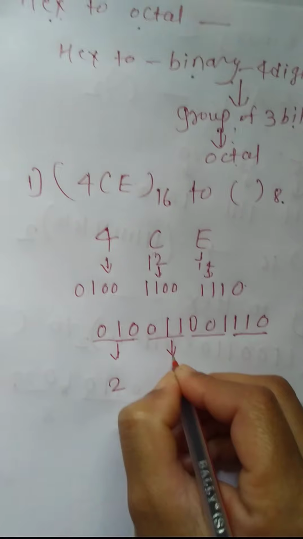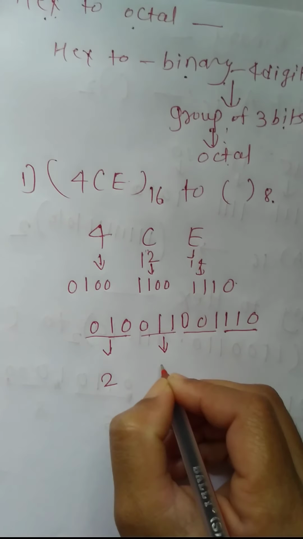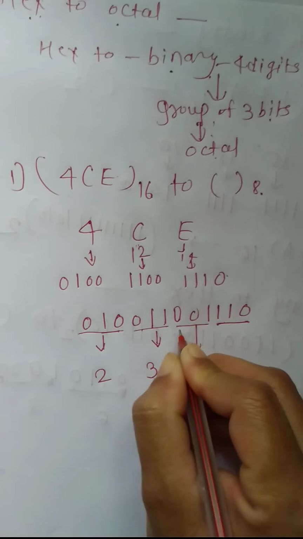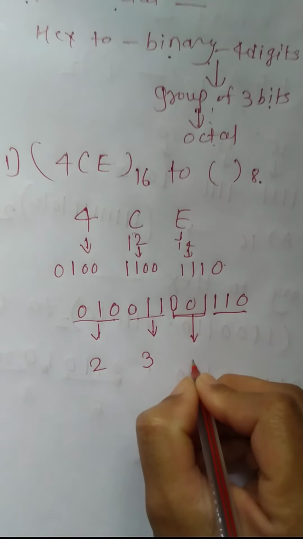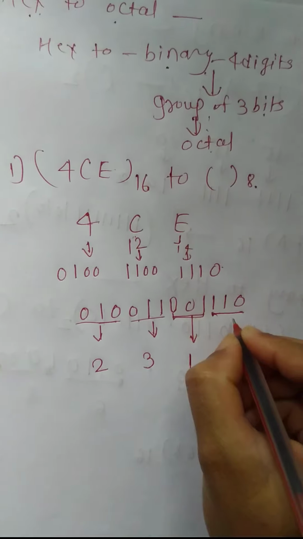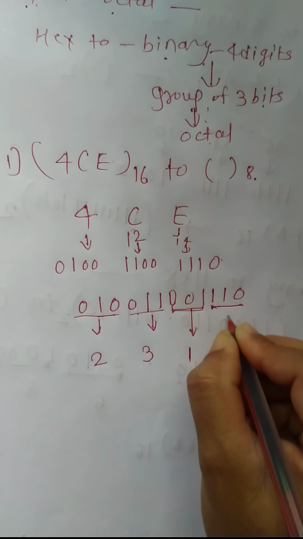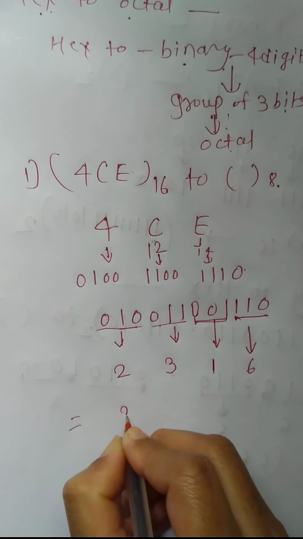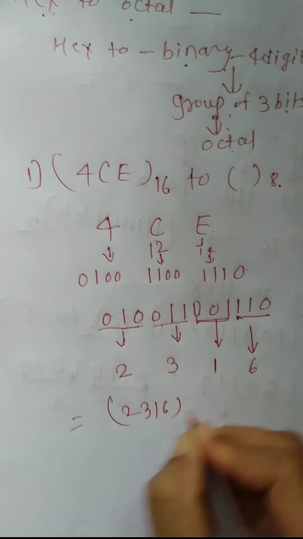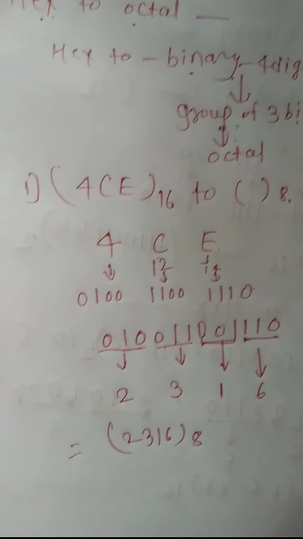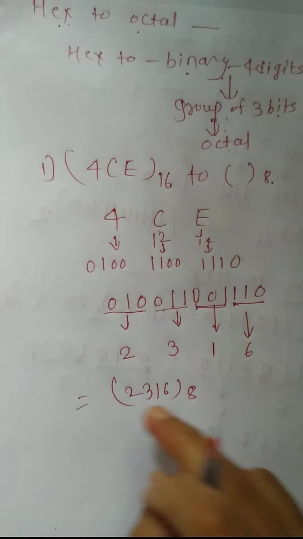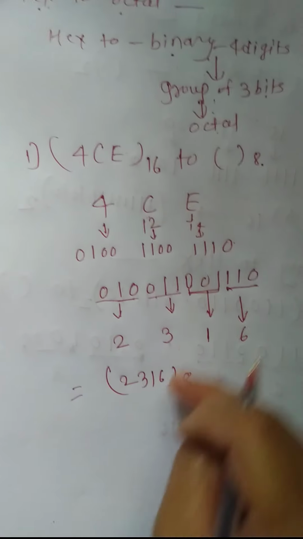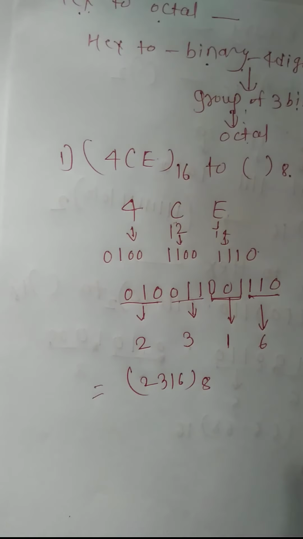This 0 1 1 is represented in octal as 3. This 0 0 1 is represented in the octal number system as 1, and this 1 1 0 is represented as 6. So the answer of this conversion is 2316. The hex number 4CE in base 16 converts into octal as 2316.